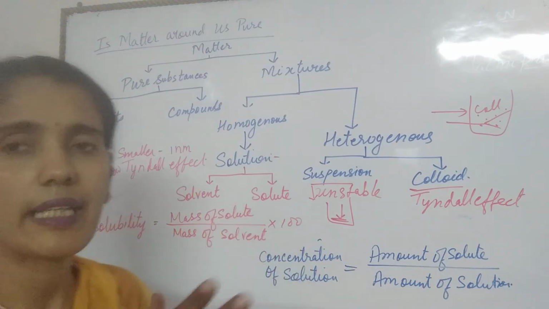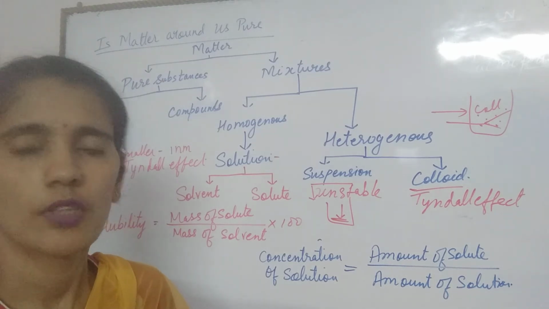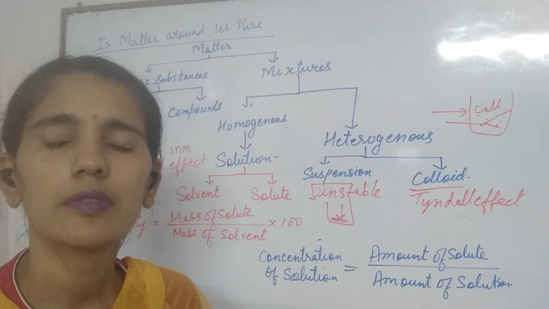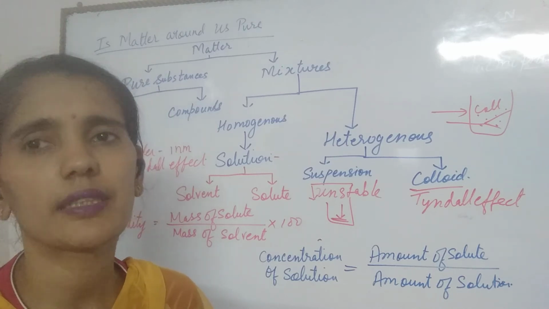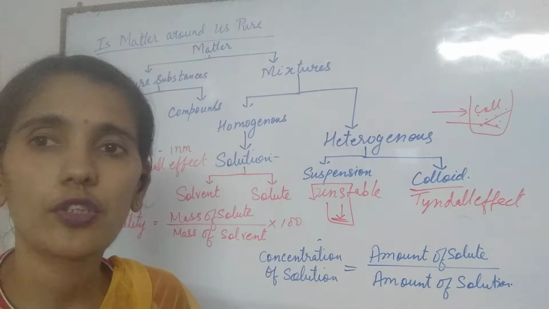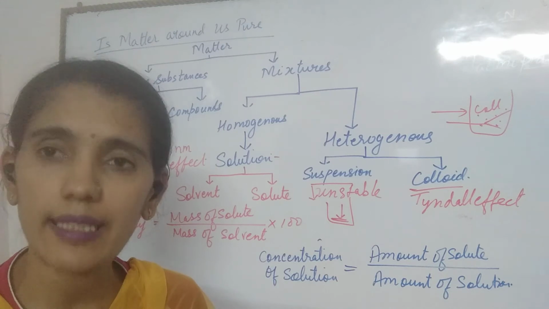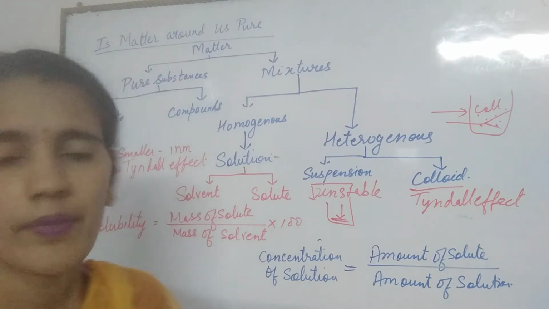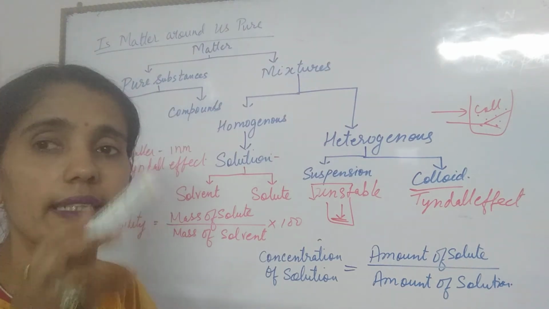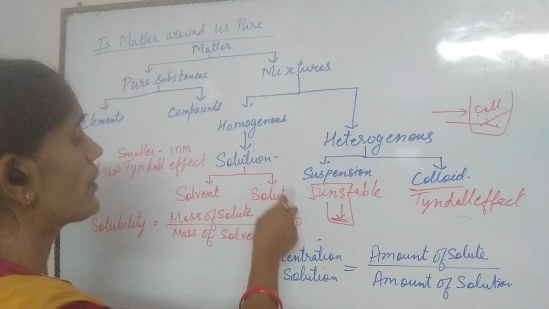The next type of solution depends upon the amount of solute in the solution. If the amount of solute is more, then it is concentrated. If the amount of solute is less, then it is dilute. In the lab we are diluting different solutions. On that basis only it is written concentrated or dilute. So these are the different types of solution.